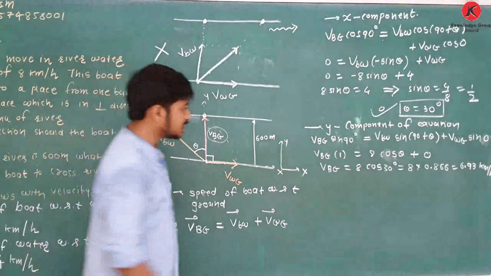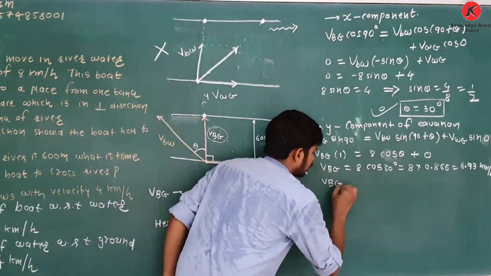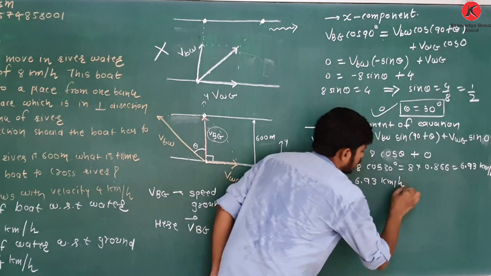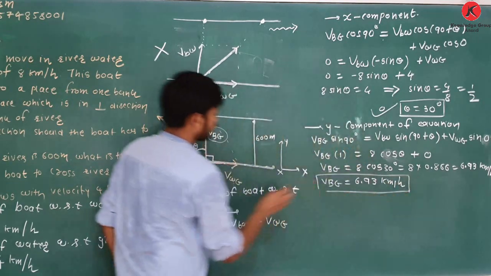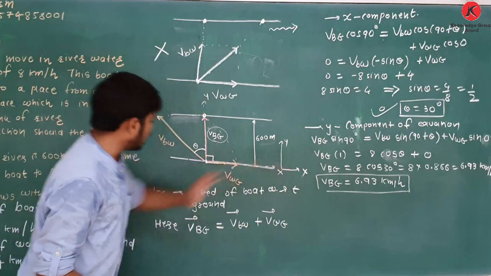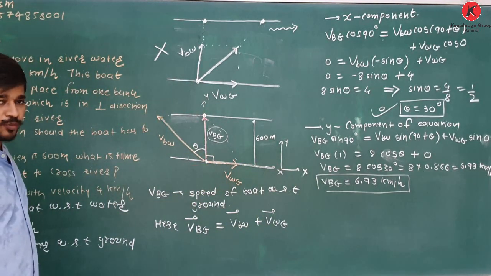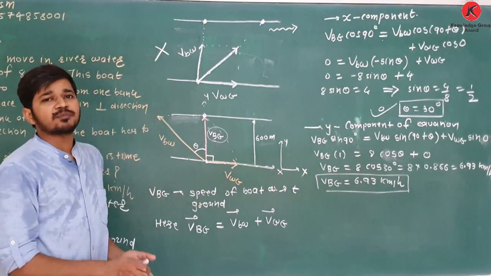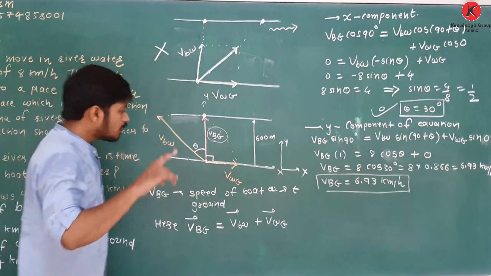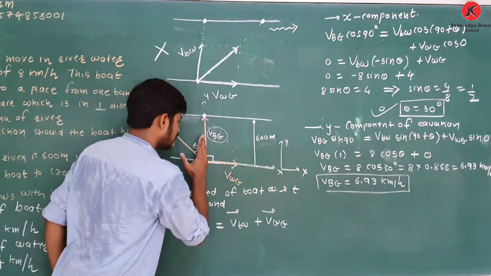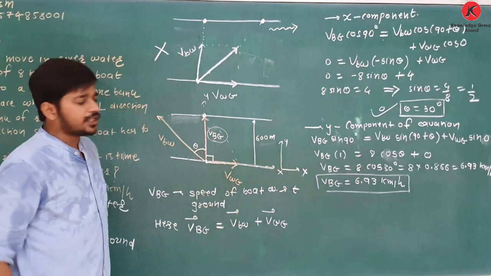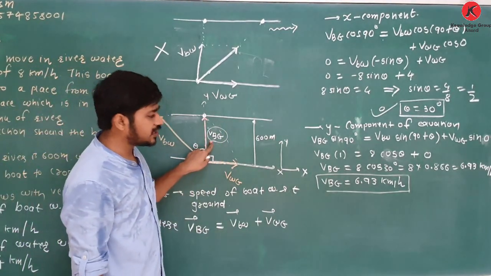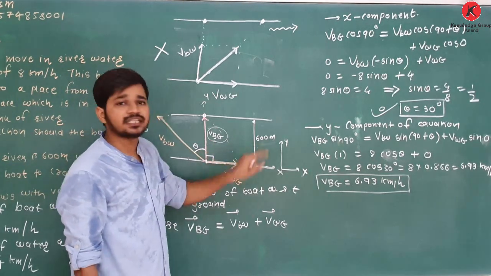Clear about this? Then we have the value of VBG, which is 6.93 kilometers per hour. It means if the river is flowing in this direction with 4 kilometers per hour, and the boat is moving in this direction with 8 kilometers per hour, then the resultant velocity of the boat with respect to ground in this direction is 6.93 kilometers per hour. And with this 6.93 kilometers per hour, it travels 600 meters.